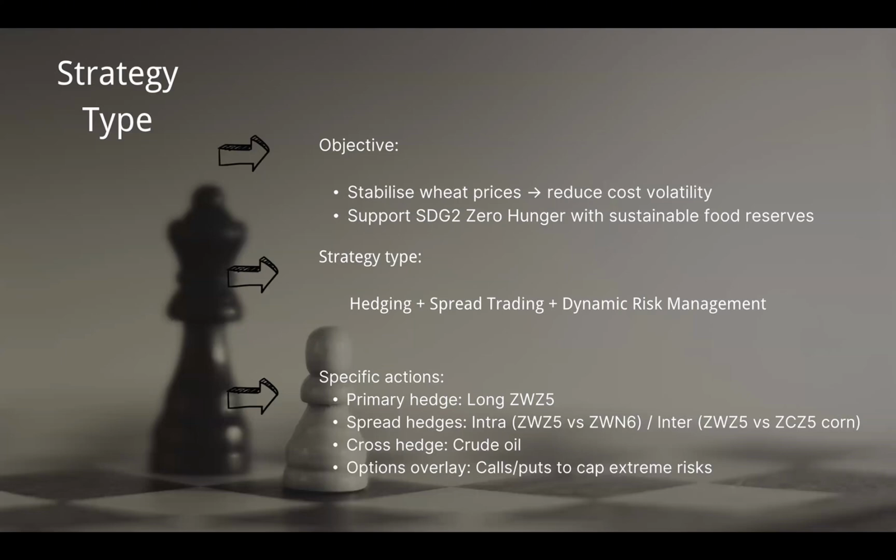Our company needs about 50,000 bushels each year. Each contract is 5,000 bushels. So we decided to hedge 50% of our need, so we need to buy 5 contracts. So let's move to the next slide.